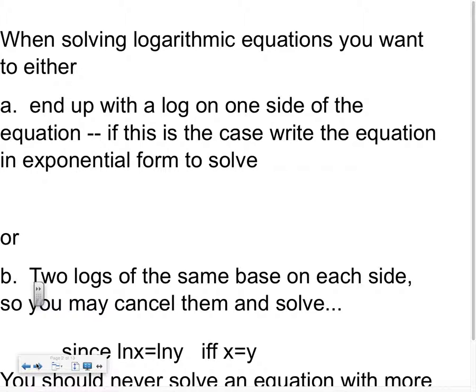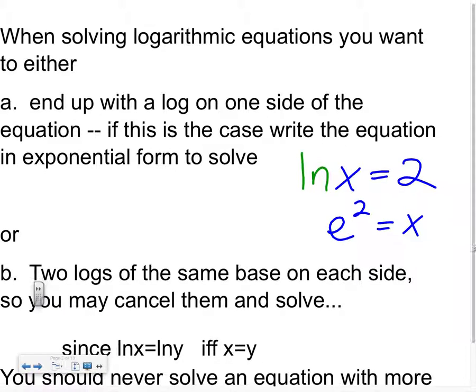When solving logarithmic equations, you want to end up with a log on one side of the equation, and if this is the case, you write it as an exponential form. For example, if I have the ln of x equals 2, to get rid of this, when I have one log and a number, I'm going to write it as an exponent. What's the opposite of ln? e. So I would say e squared equals x, and that's my solution. When you work with logs, you want to write them as exponents. When you work with exponents, you write them as logs. It's all about working backwards.